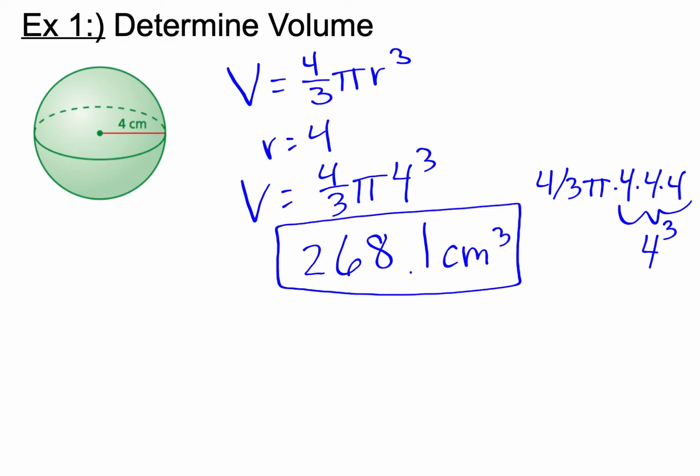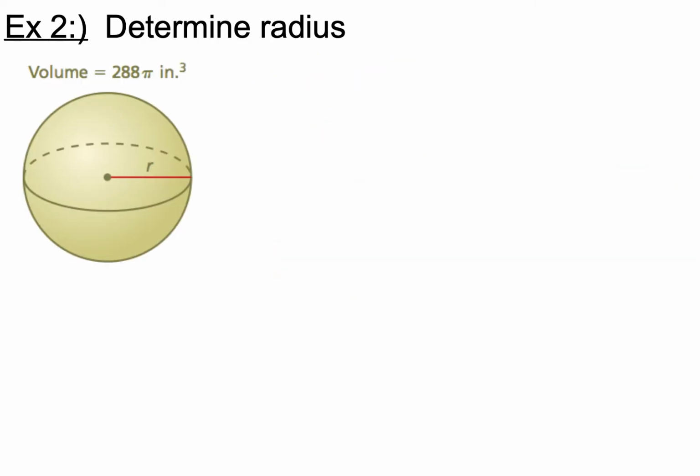And that's it. Let's go to the next example where I believe the volume is missing. No, the volume is given. The radius is missing. So notice that it is a sphere. Since it is a sphere, you're going to put in for the formula, V equals 4/3 pi r cubed. Identify the volume as 288 pi.